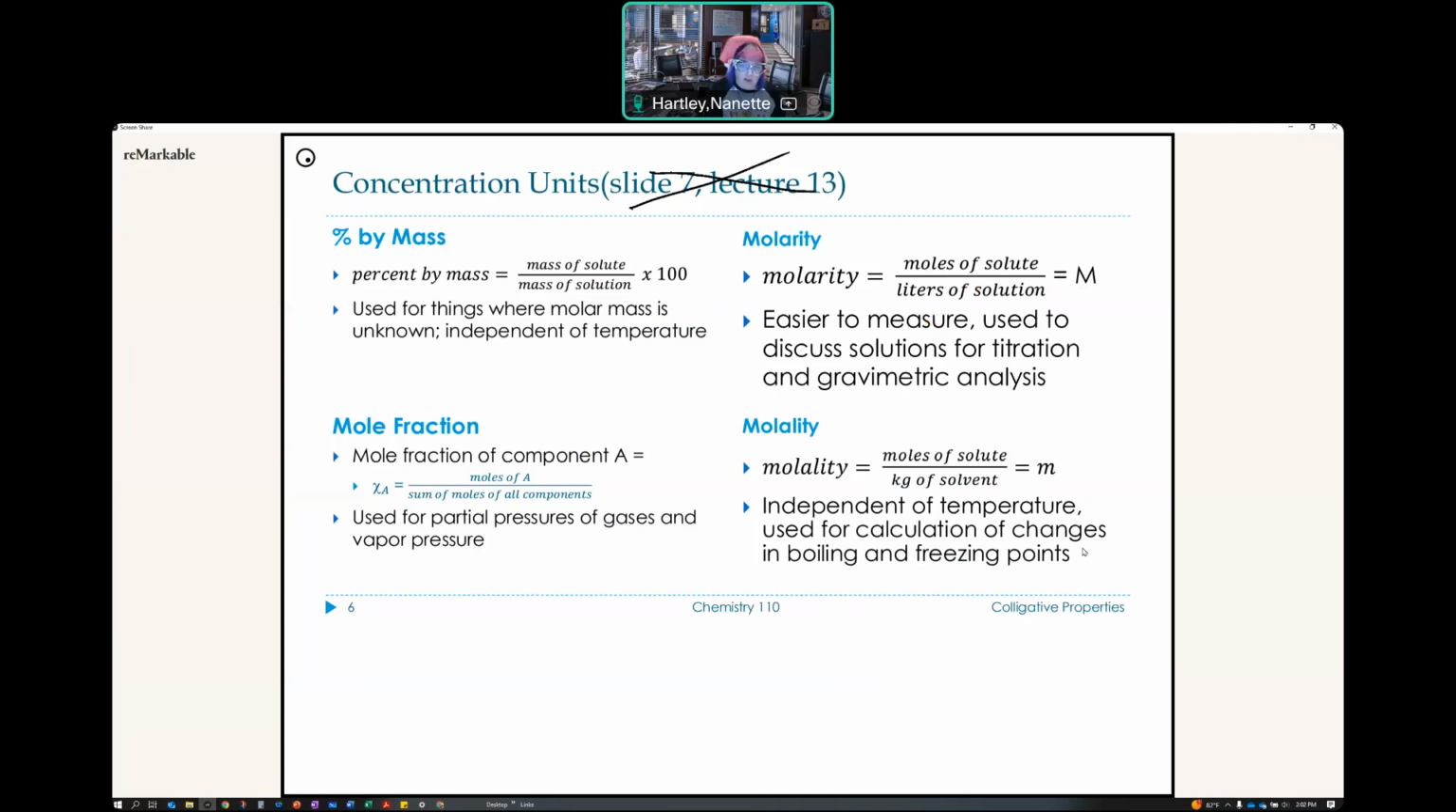But there are a couple of other things that we talk about in the laboratory, one of which is called a mole fraction. A mole fraction for component A is called chi A. This is a Greek chi, and that's the moles of A over the sum of all of the moles of all components. And it's used when we talk about the partial pressures of gases and the vapor pressures. It's a fraction of how much of this thing is from that component. So I need to know how much of the total is from this component, because then I can figure out what part of the pressure is from that component.